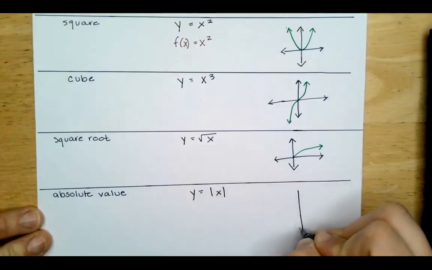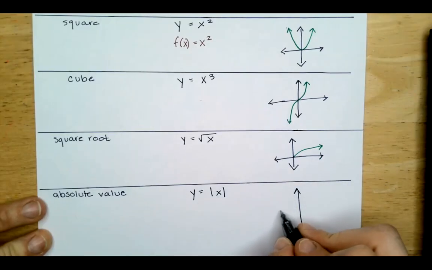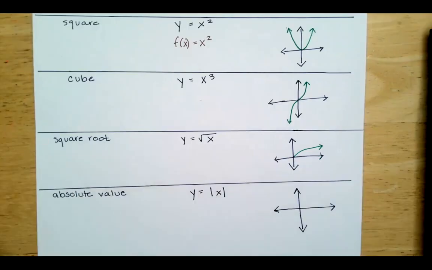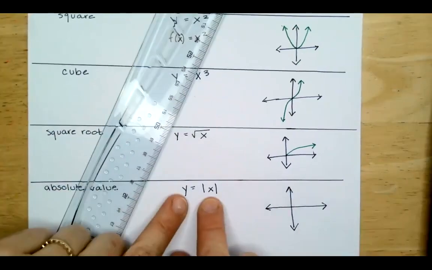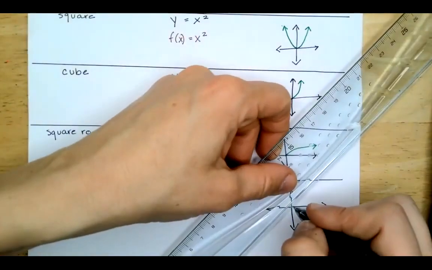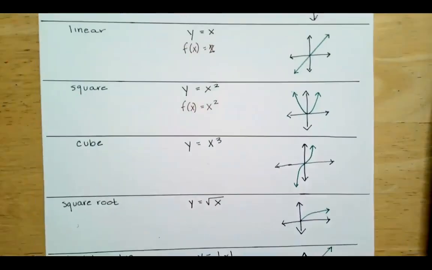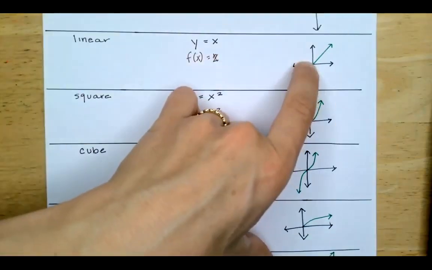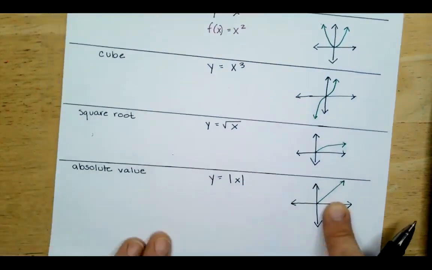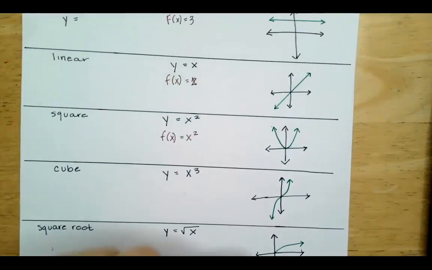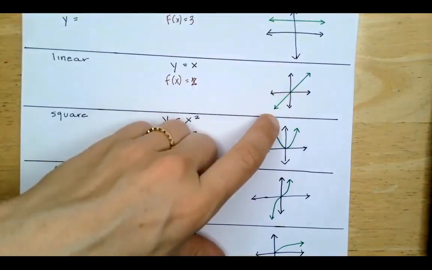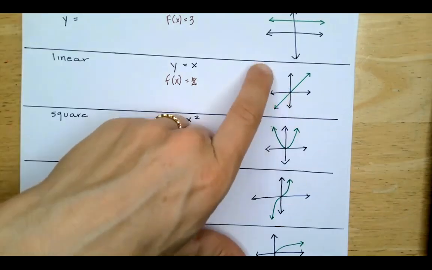Because these are all functions, they can all be f of x equals x. Our absolute value is exactly like y equals x, except that there are no negative y values. So when the linear equation had positive y values, the absolute value mimics the positive y values of the linear equation. And then for all of the negatives of the linear equation, we move those to positives.